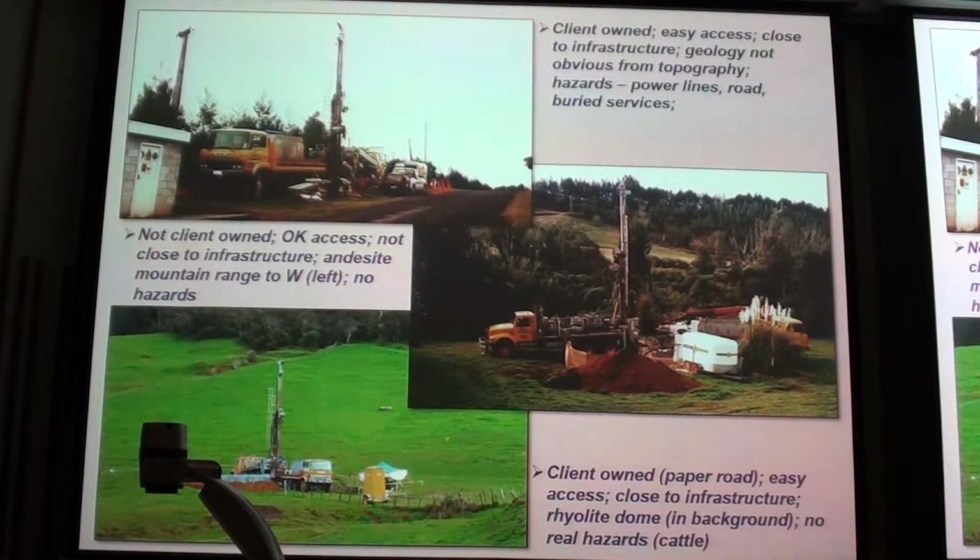Easy to get in and out, close to infrastructure. In the back here, it goes right up into the sky behind you. There's a nice big rhyolite dome, a really good possible aquifer, and no hazards apart from cattle. So, different scenarios, but this is why you go into the field to have a look in the first place. You want to scope all these things out.